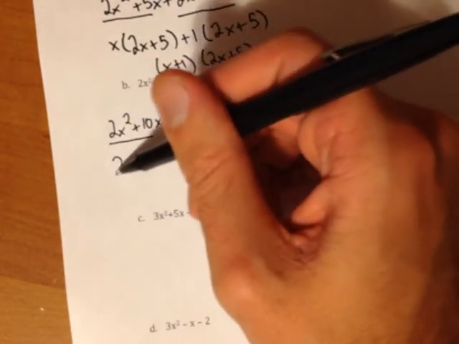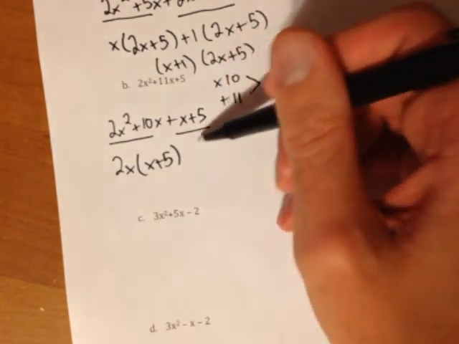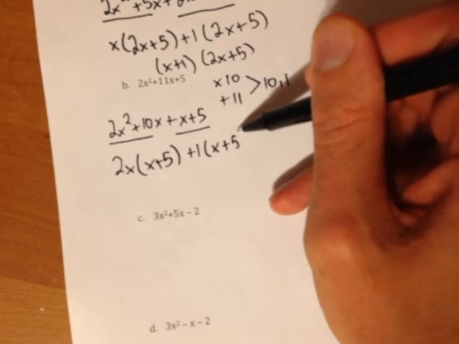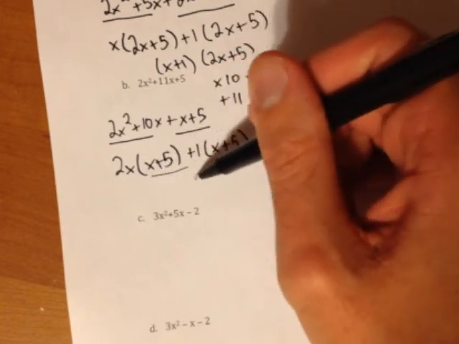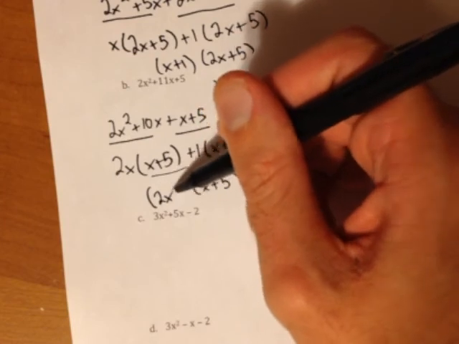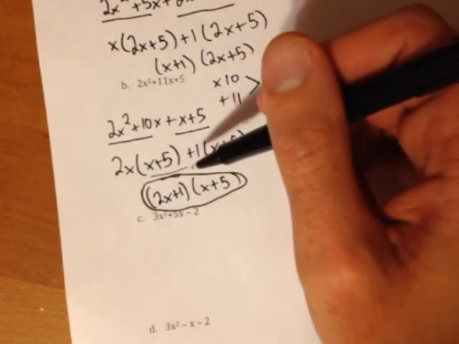GCF, 2x for the first one. And 1 again for the second one. I think it's nicer if you just take that out. We do have parentheses that match, so that's my second set. Whatever's left is my first set. I could check my answer, but that definitely works. Okay.